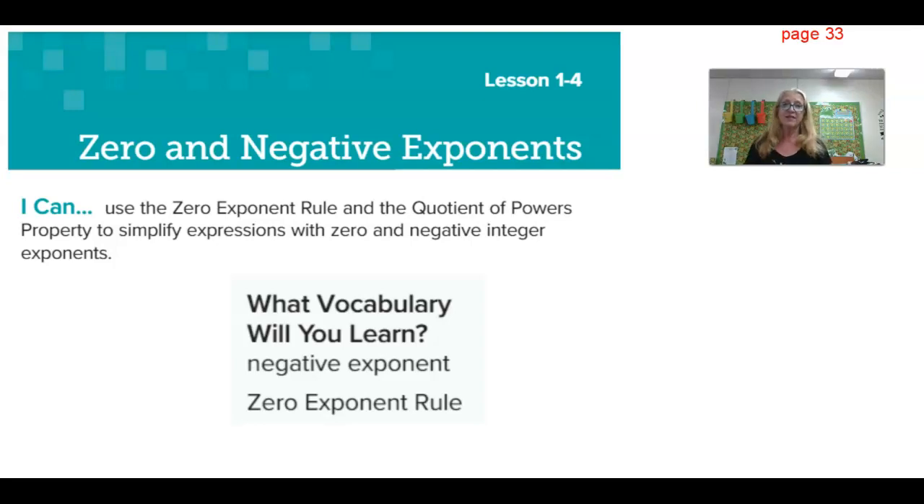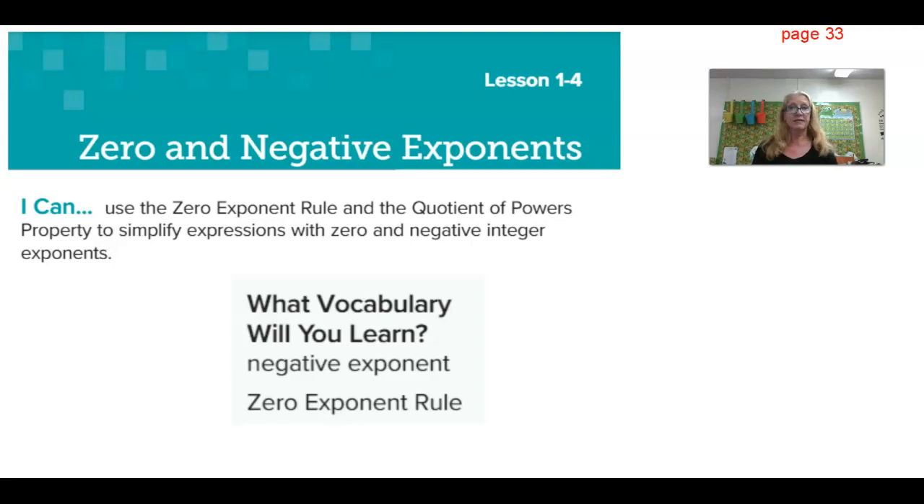Hi boys and girls, this is your full instructional video for lesson 140 on negative exponents. Up until now, all of the exponents we've been working with have been positive whole numbers, but it is possible to have 0 for an exponent and also to have negative exponents, and that's what we're going to learn about in this section. This is on page 33 of your workbook.